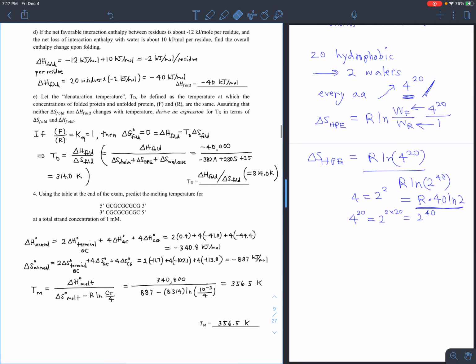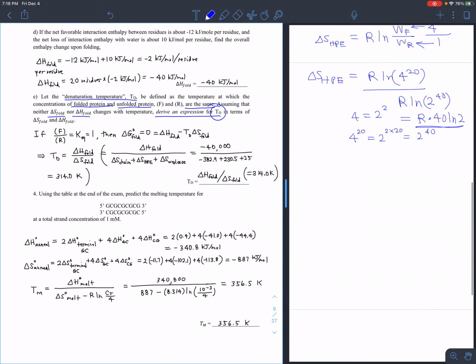And then the last question says, let the denaturation temperature, that is the melting temperature if this were DNA, but basically the unfolding temperature, be defined as the temperature at which the concentrations of folded protein and unfolded protein are the same. Assuming that neither delta S fold nor delta H fold changes with temperature, derive an expression for the denaturation temperature in terms of delta S fold and delta H fold.